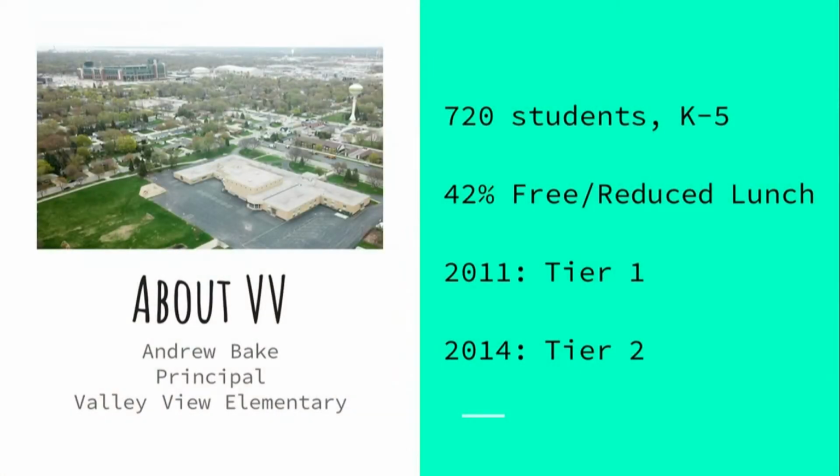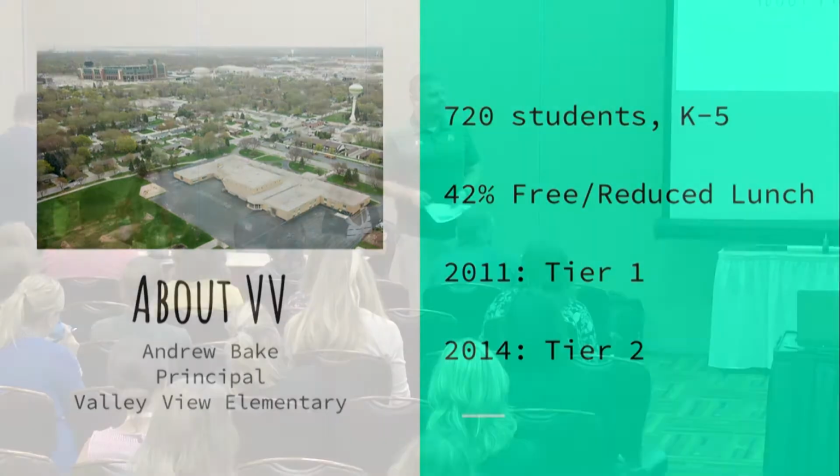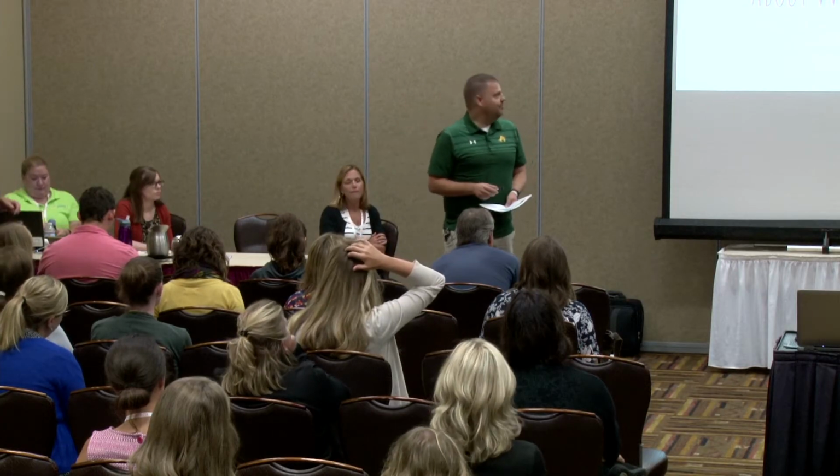About our implementation, we implemented Tier 1 about 7 years ago in 2011, and then about 4 years ago in 2014, we implemented Tier 2. So it's been about 4 years since we've implemented our Tier 2 interventions. As was mentioned earlier, we do have 2 separate teams. We had a Tier 1 team that began our work with Tier 1, and we really wanted to ensure that when we added Tier 2 to our system, we didn't allow the work of Tier 2 to take away from the work of Tier 1.